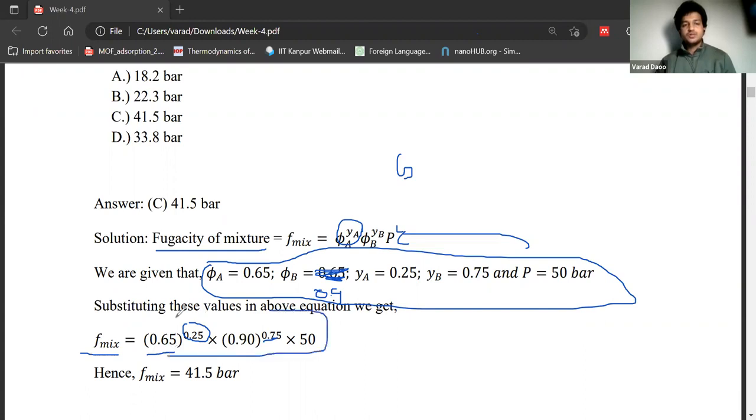So when you solve this expression, it comes out to be around 41.5 bar. Okay, so the answer is: fugacity of the mixture is 41.5 bar, which is option C.